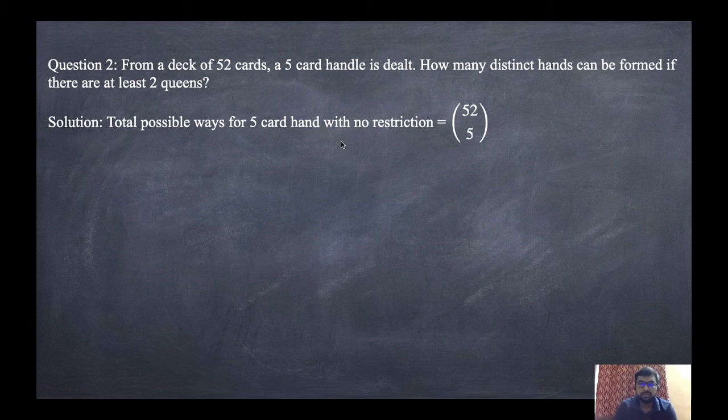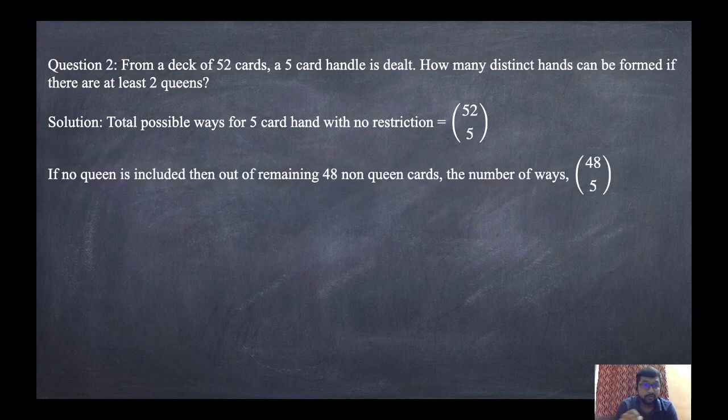Okay, so what will it be? It will be 52C5. That means out of 52, we'll choose 5. Now, if no queen is included, then out of the remaining 48 non-queen cards, the number of ways will be how many? If no queens are included, that means there are a total of 4 queens, but we have no queen. That means the remaining cards are 48. So out of 48, we will choose 5.